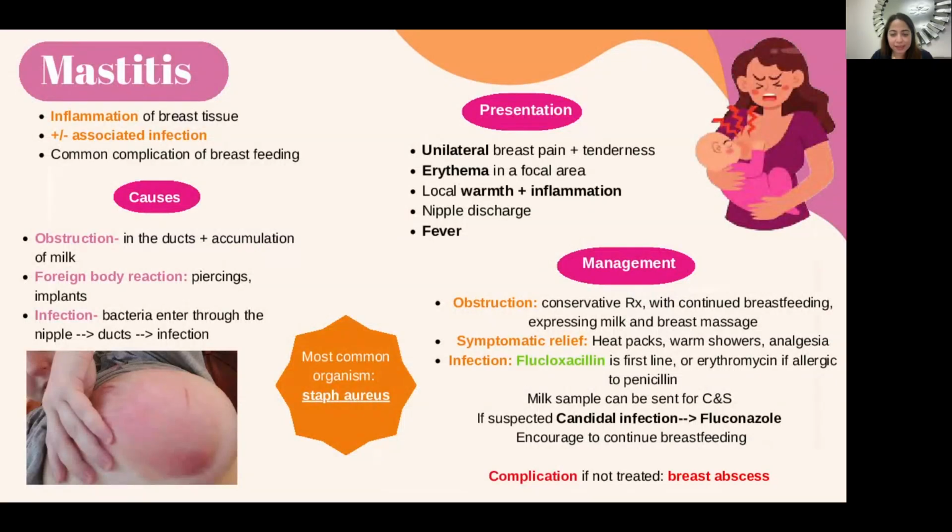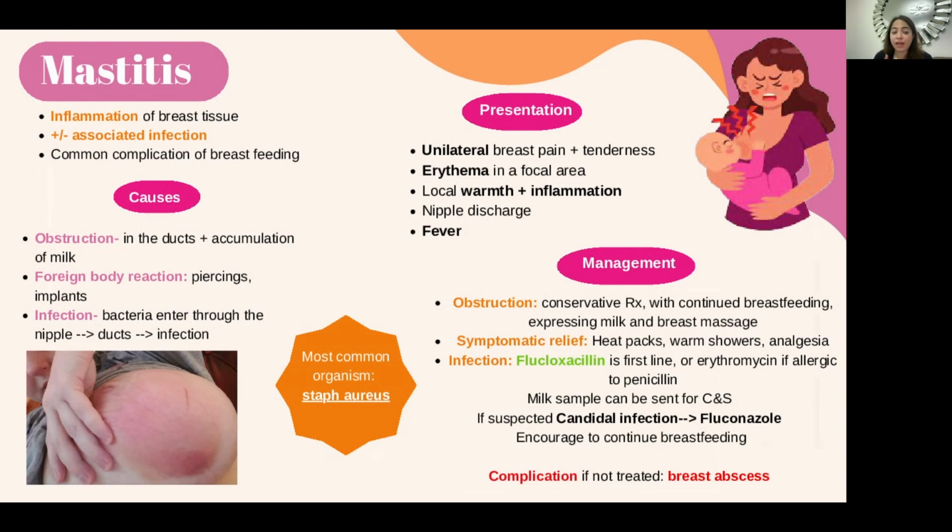So mastitis, the definition of it is just inflammation of breast tissue, and then you can have infection or it can be without infection. It is a common complication of breastfeeding. So you tend to see it quite commonly in women, obviously, who are breastfeeding. There can be different causes. So obstruction is one of them. So you can have obstruction in the ducts, which causes accumulation of milk and then leading to inflammation, possibly infection.